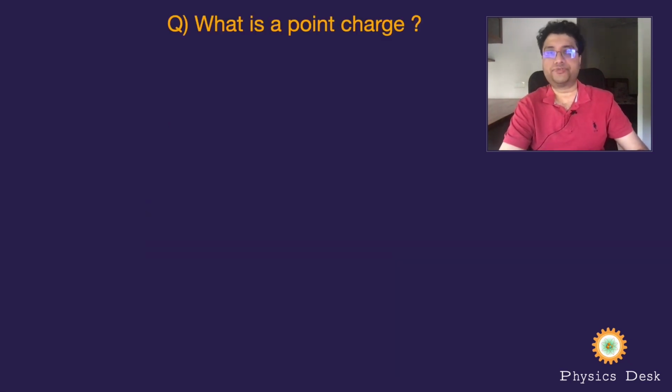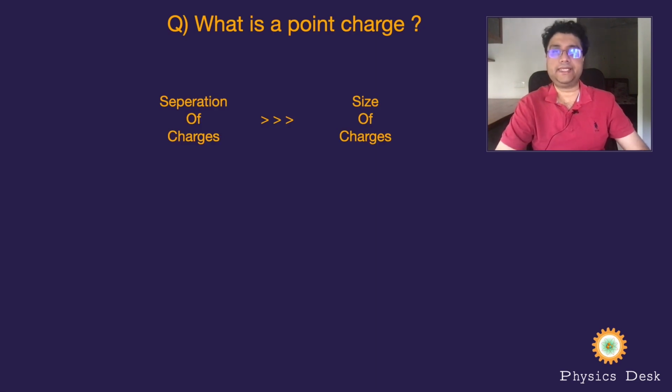Now let's pause for a moment and ask ourselves an interesting question. What is a point charge? Well, there is no such thing as a point charge, as every object occupies a certain volume. So in reality, whenever we say that two charges are point charges, it means that the separation distance between them is far greater compared to their individual sizes.